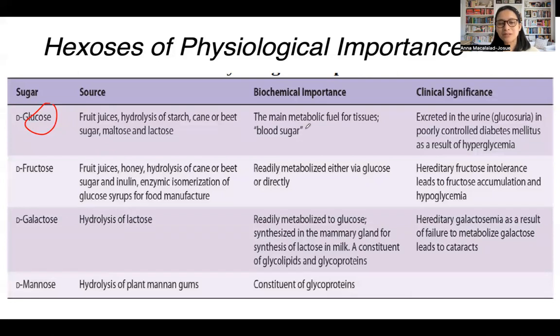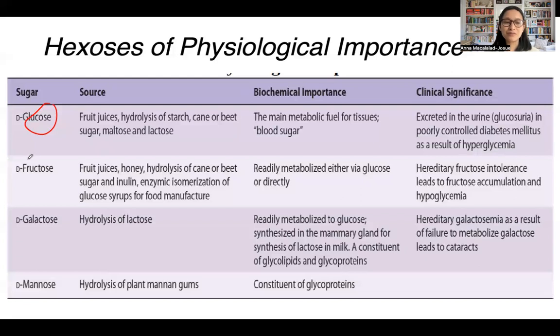Its biochemical importance, it's mainly what we refer to as blood sugar, or plasma glucose. Its clinical significance is that it is excreted in the urine. So when you do a urinalysis and you have high blood sugar, some of the glucose gets spilled in the urine, and you can see a +1 or +2, +3 in your urinalysis. That's called glucosuria, especially in patients with poorly controlled diabetes mellitus because of hyperglycemia or elevated blood sugar.